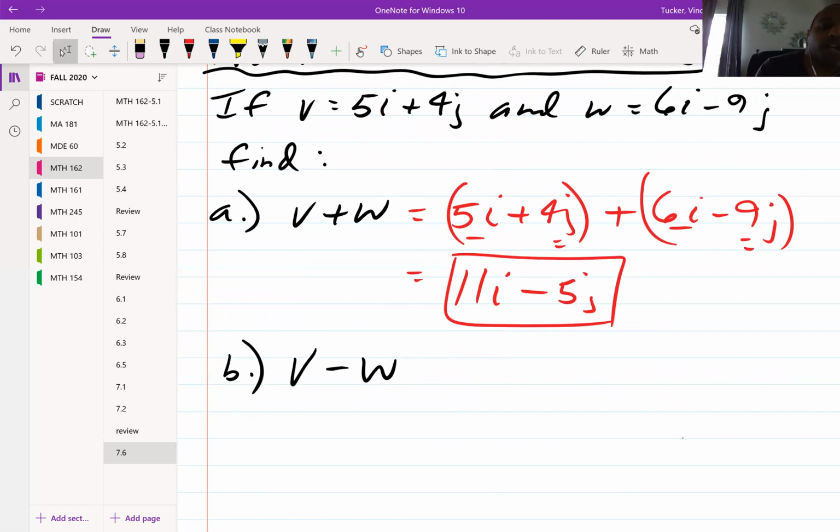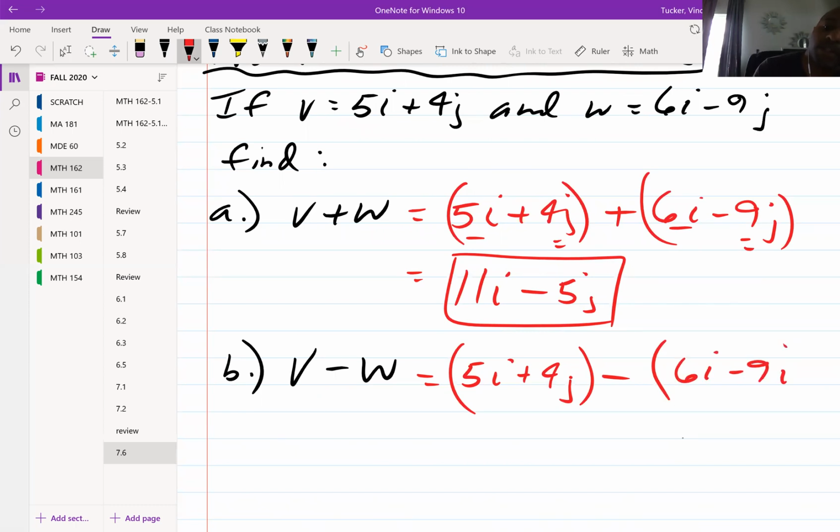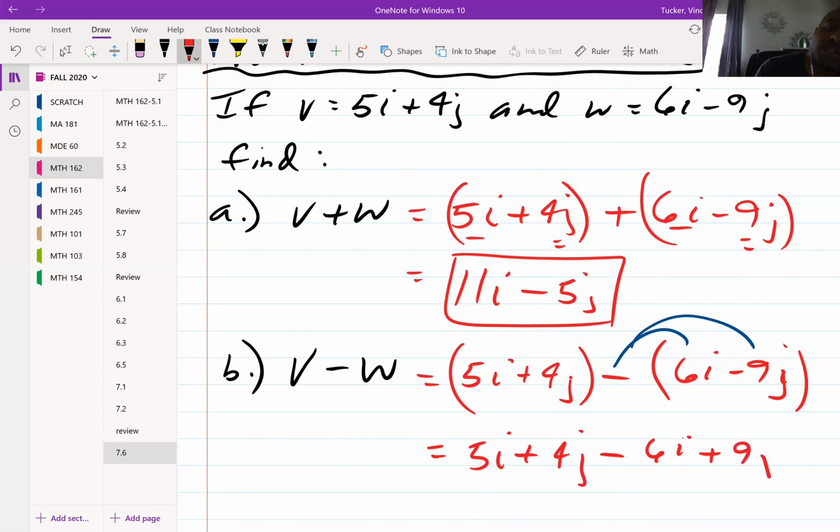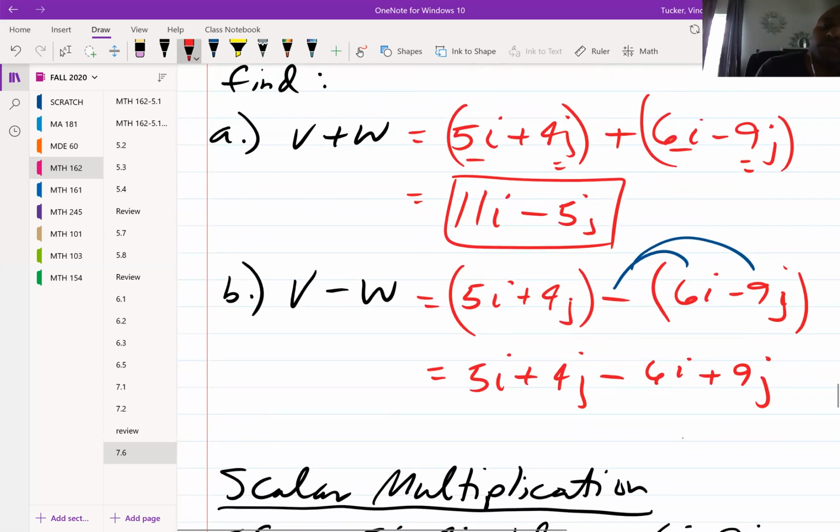And then here we have v minus w. So same thing that you've done in the past with algebra. If you're going to minus a quantity, then make sure you distribute the negative to each term that follows the negative sign in that parentheses. So we have 5i plus 4j minus 6i plus 9j. Combine your like terms, that'll be -1i plus 13j.